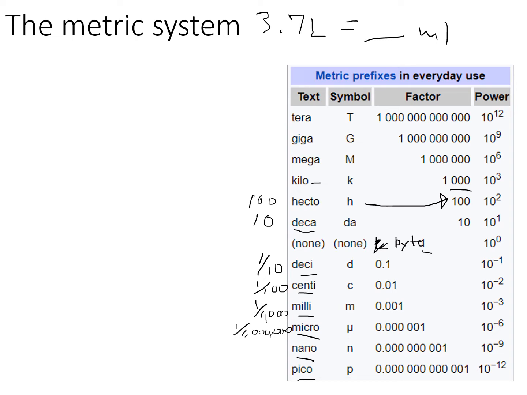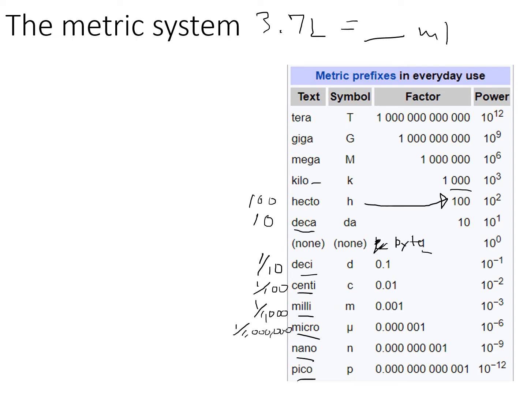Then a megabyte, now you're starting to talk about maybe the size of a picture on your phone. A megabyte's a million bytes, a gigabyte is a billion bytes, a terabyte is a trillion bytes. So 3.7 liters equals how many milliliters?